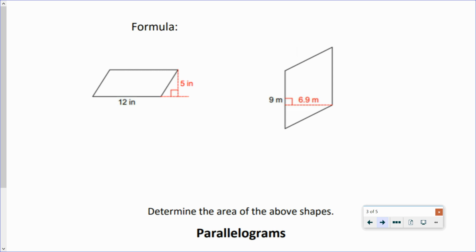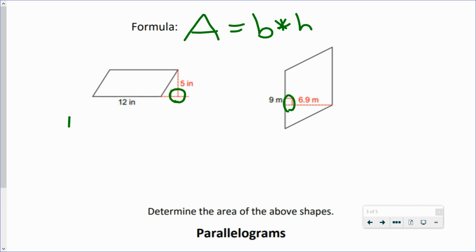This next shape is a parallelogram. The formula for parallelogram is the same as a rectangle. It's base times height. And the height is where it makes a 90-degree angle. So the height right here is going to be 5, because that's where my 90-degree angle is. This one is going to be 6.9 because that's where the right 90-degree angle is. So I like to circle my 90-degree angle to help me out.